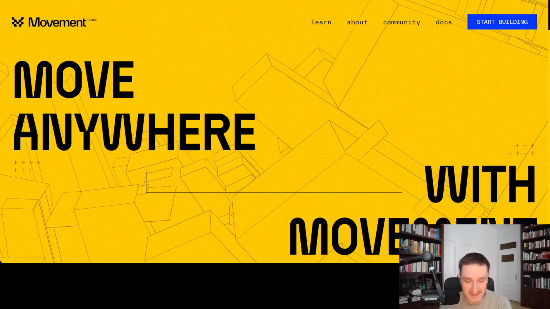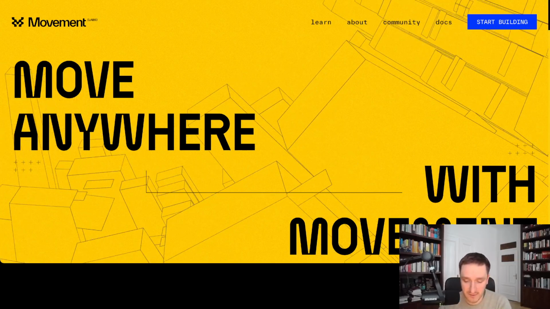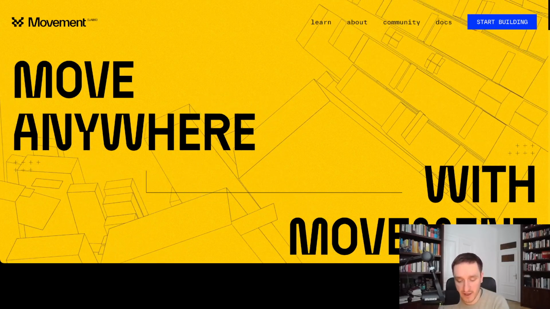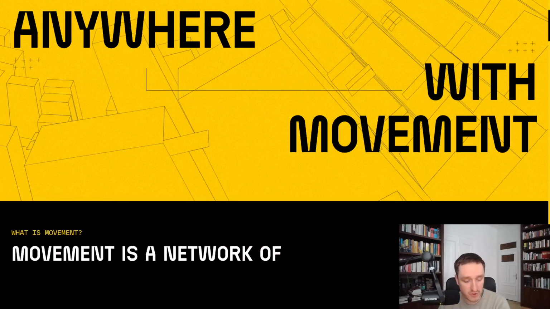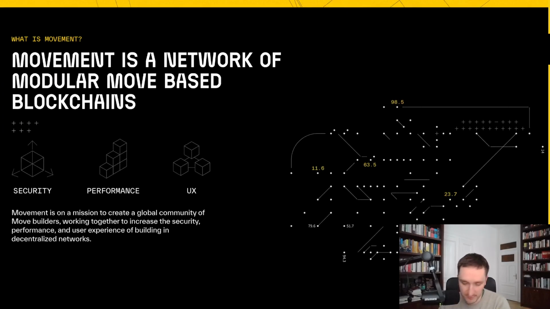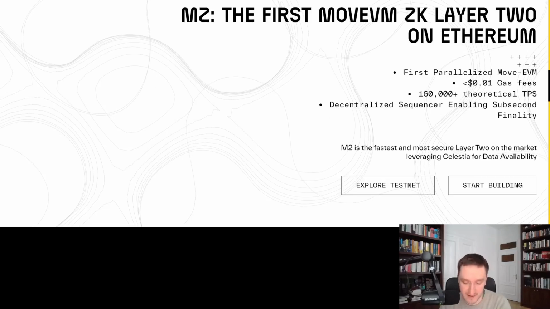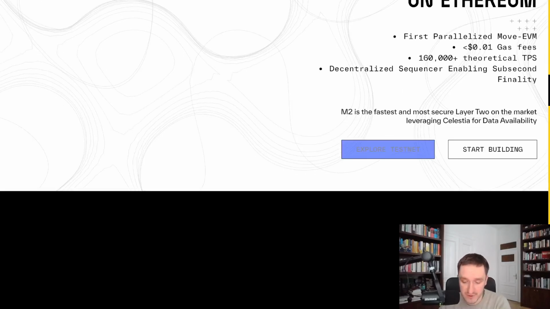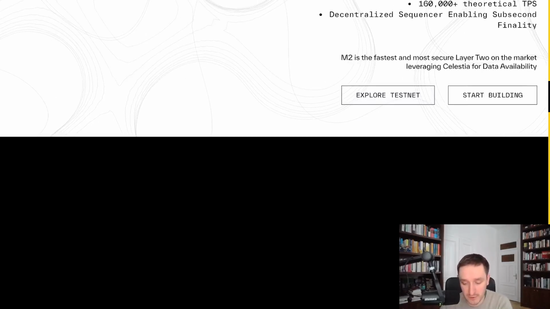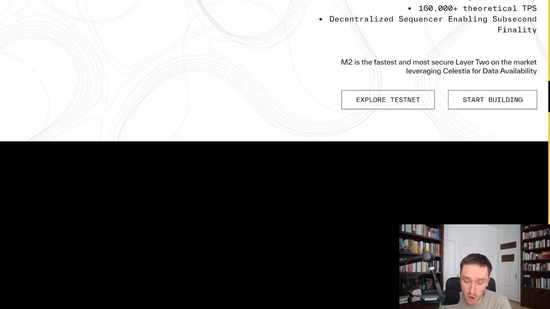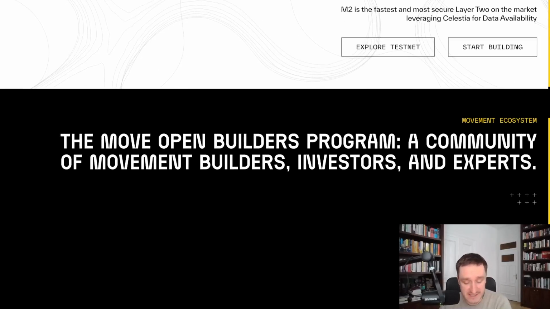So Movement is based on the Move language, the language that's behind Aptos and Sui when it comes to smart contracts, but also they want to get into this network of modular blockchains, and on top of that, they plan to use Celestia for data availability. This is what you have here. M2 is the fastest and most secure layer 2 on the market, leveraging Celestia for data availability. So that's why people are speculating that for Movement, you should also be able to get some tokens if you have staked TIA. Nothing was announced here.